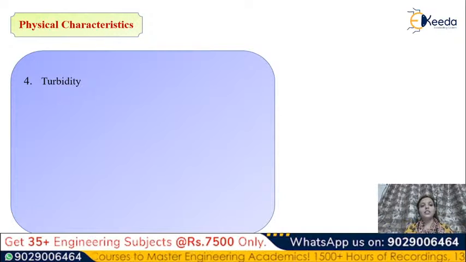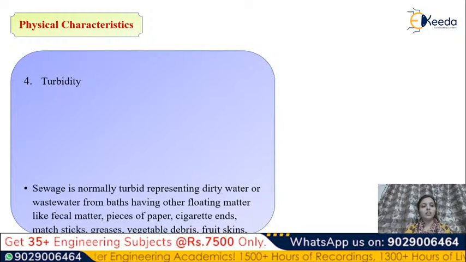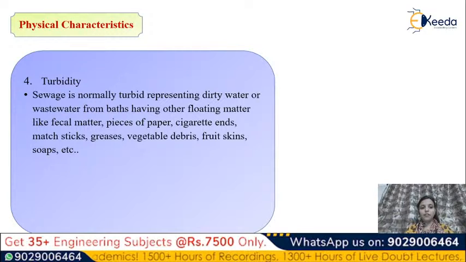The next parameter under the physical characteristics is turbidity. What is turbidity? The sewage is normally turbid, representing dirty water. So you know the meaning of turbidity. What is turbid water? The color of turbid water is brown, right? It includes a lot of dissolved particles and suspended particles.